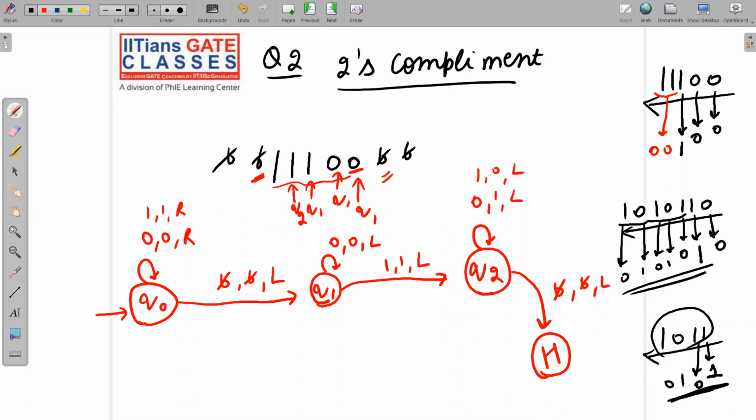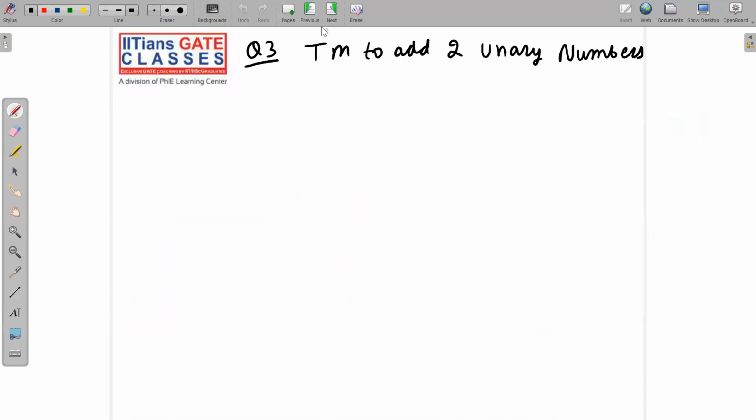Now please try to run this Turing machine for this binary number also, 1011. Try to run the Turing machine for this number also and for this number also. This is your homework, and you will get a crystal clear idea about how exactly a twos complement Turing machine is going to be designed. Please pause the video and note everything down. I'm jumping to the next slide. I hope you have noted down. Now I'm jumping to the next slide.